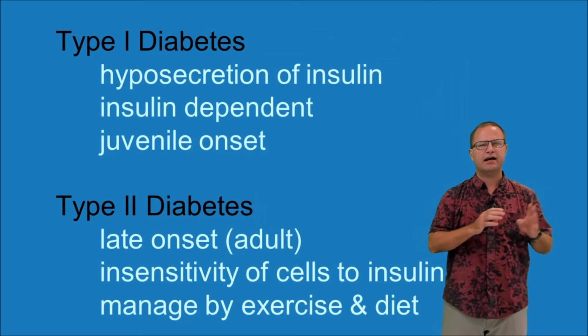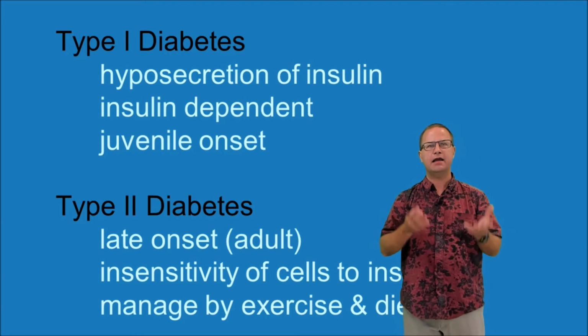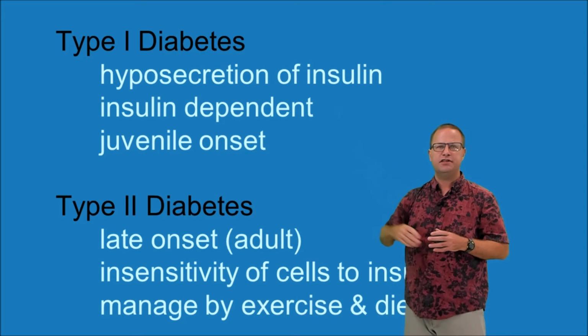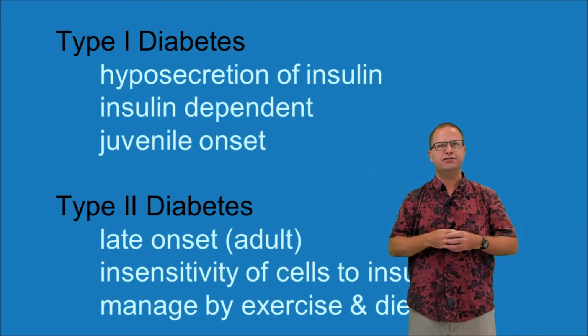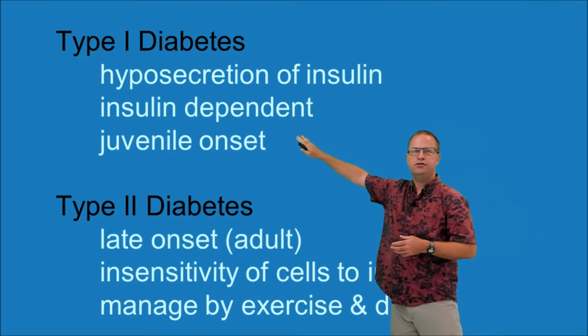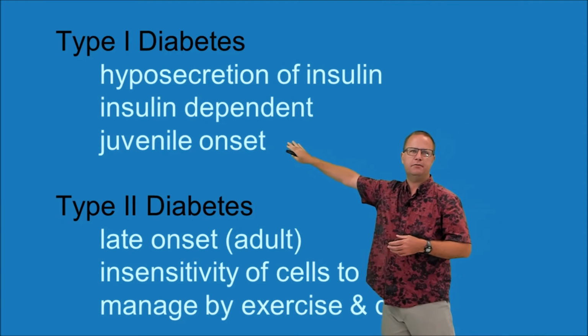Okay, so there's two different types of diabetes mellitus. So we have type 1 and type 2. Type 1 results from not having enough insulin. We simply have hyposecretion of insulin, and so what we do there is we just give them insulin. Not a big deal. This is usually juvenile onset. You usually develop this early on.